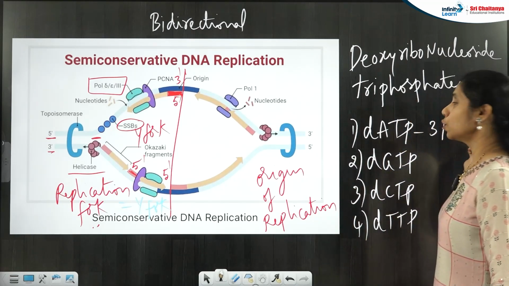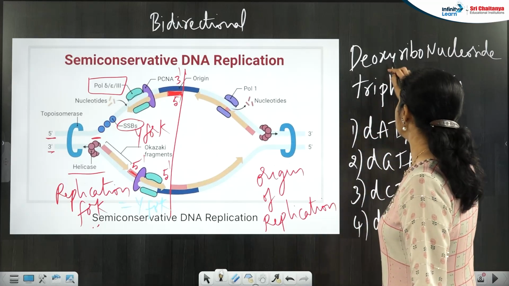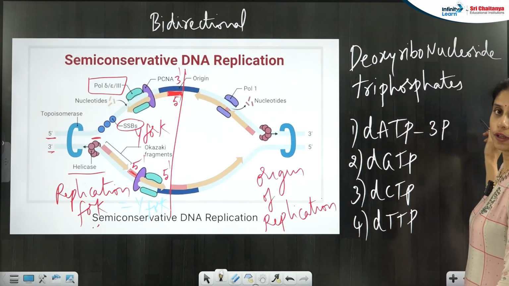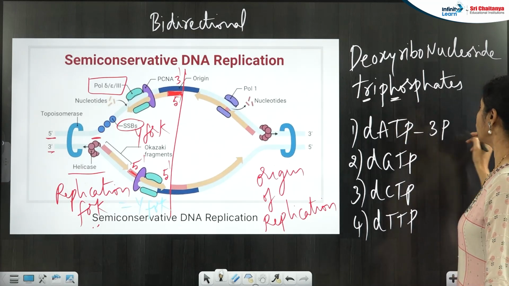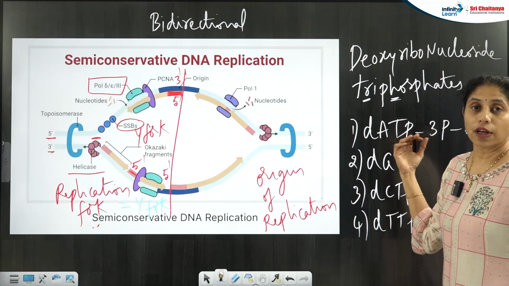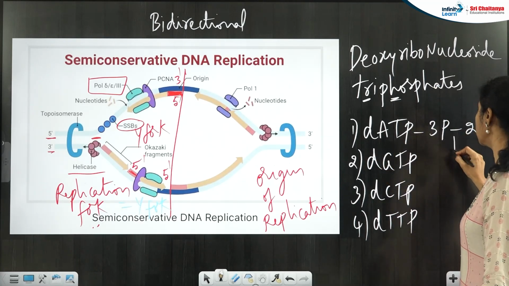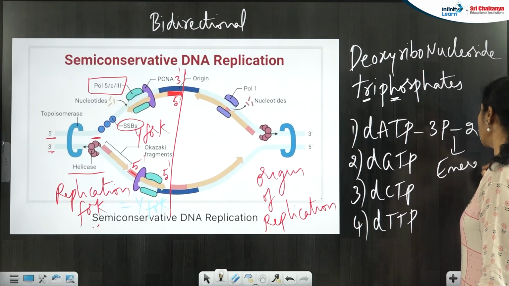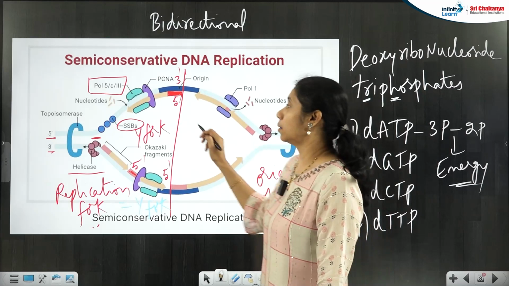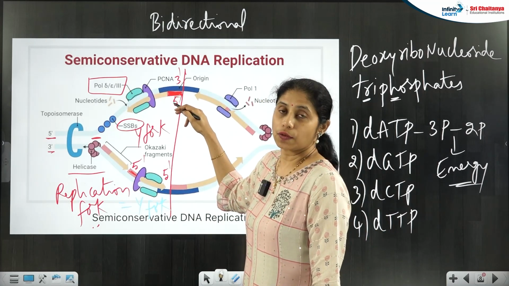And now the last 2 phosphates are having high energy bonds, and this deoxyribonucleoside triphosphate will remove the last 2 phosphates. 3 phosphates are there, out of this 2 phosphates will be removed, and now it will be called as deoxyribonucleotide. When it breaks the 2 phosphate bonds, it will get the energy. The energy is released. That energy is used to link up these deoxyribonucleotides opposite to the template strands of the DNA.